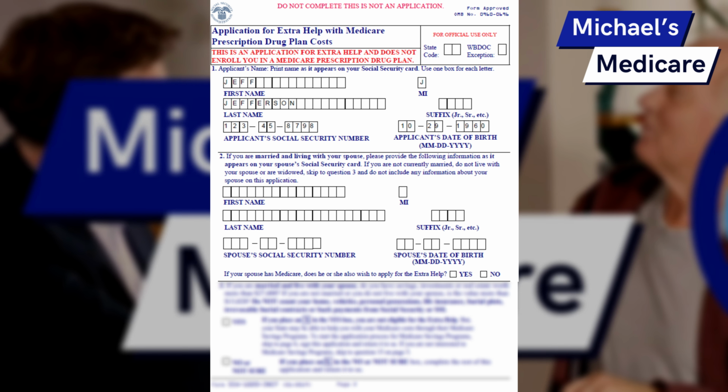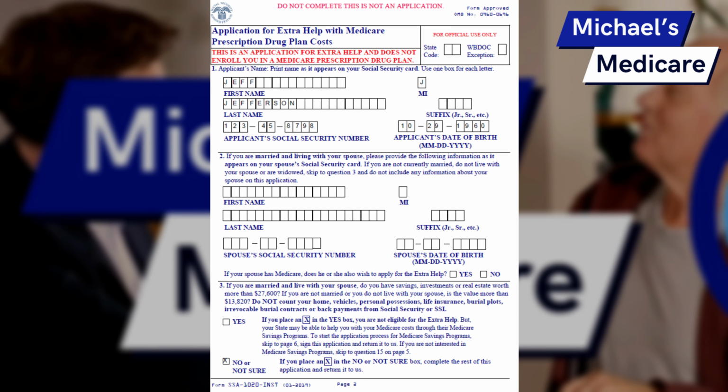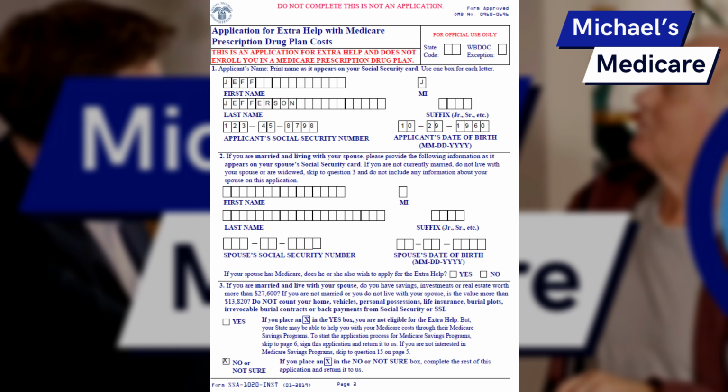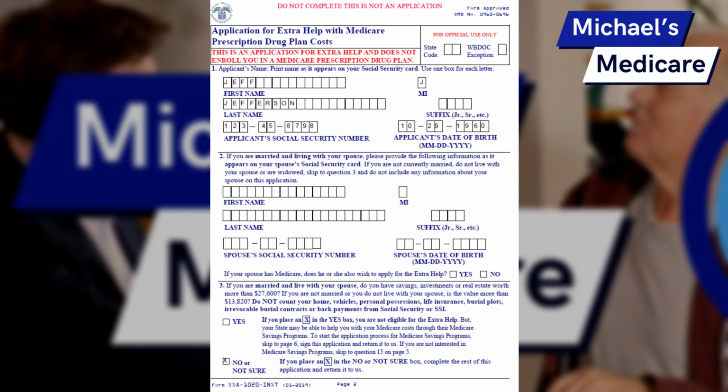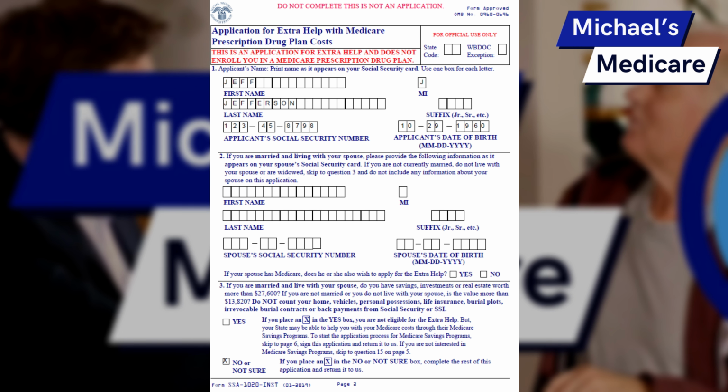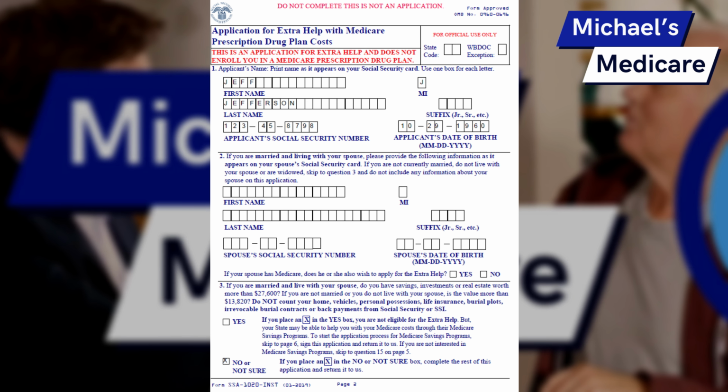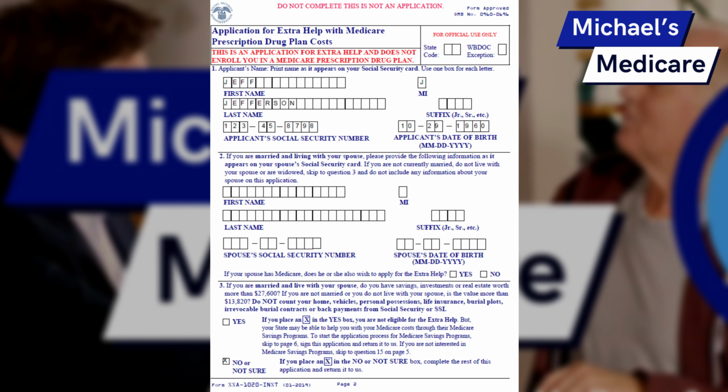that part empty. Number 3, if you are married and live with your spouse, do you have a savings, investment, or real estate worth more than $27,600? If you are not married or you do not live with your spouse, is the value more than $13,820? Do not count your home, vehicles, personal possessions, life insurance, burial plots, irrevocable burial contracts, or back payments from Social Security or SSI. So in this case, Jeff is going to say no or not sure.